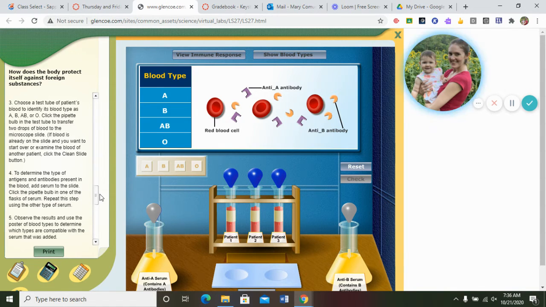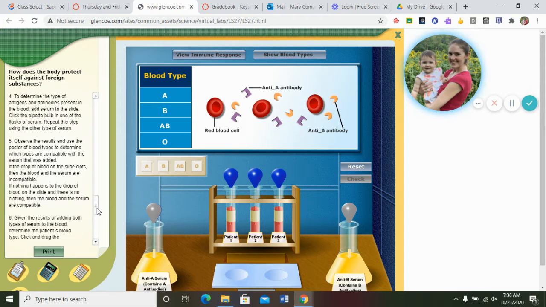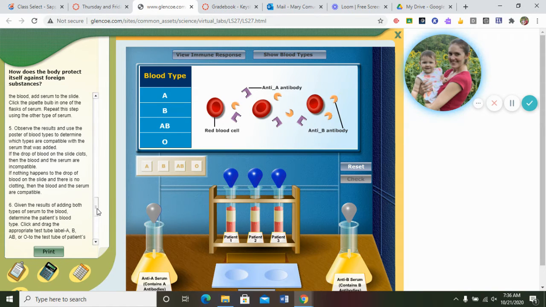To determine the type of antigens and antibodies present in the blood, add serum to the slide. Click the pipette bulb in one of the flasks of serum. Repeat this step using the other type of serum. Observe the results and use the poster of the blood types to determine which types are compatible with the serum that was added. If a drop of blood on the slide clots, then the blood and serum are incompatible. If nothing happens to the drop of blood on the slide, there is no clotting, then the blood and serum are compatible.